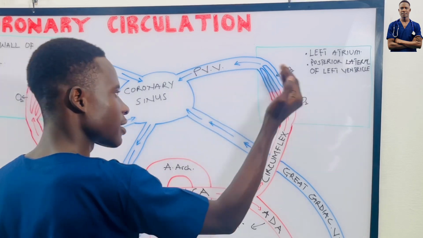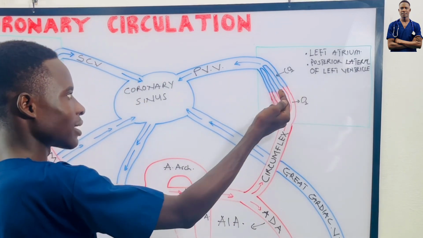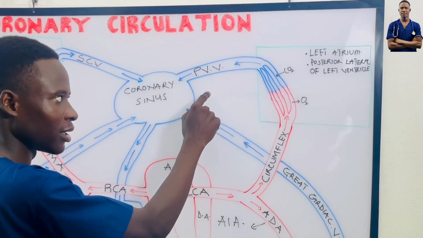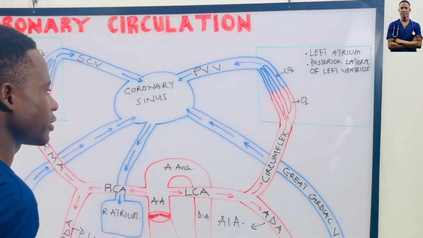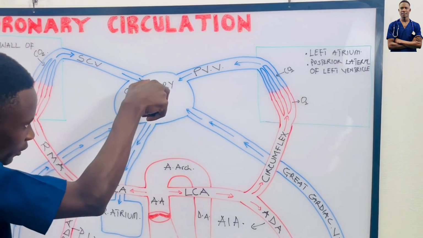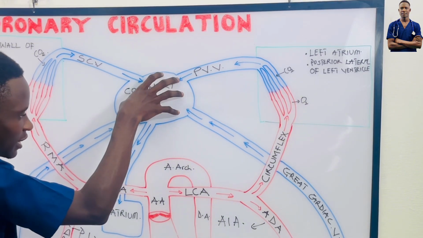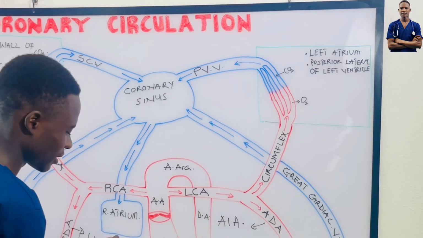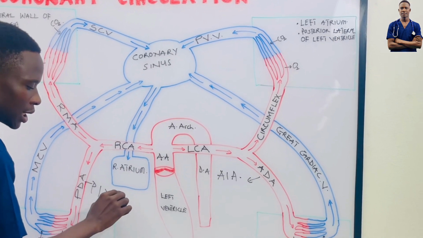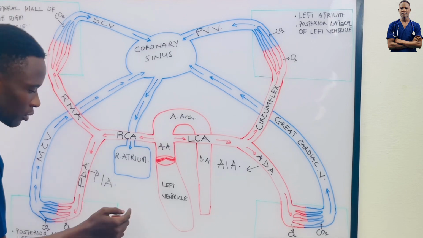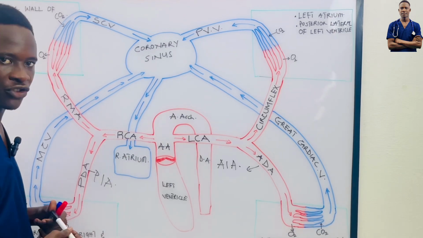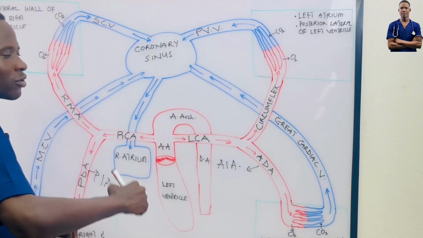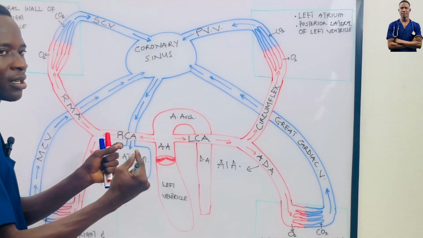And then the deoxygenated blood will get to the coronary sinus through the posterior ventricular vein. And then the coronary sinus will bring all the deoxygenated blood back to the right atrium. So the right atrium will move it through the tricuspid valve to the right ventricle, and then the right ventricle will send it through the pulmonary trunk to the pulmonary arteries and then to the lungs.